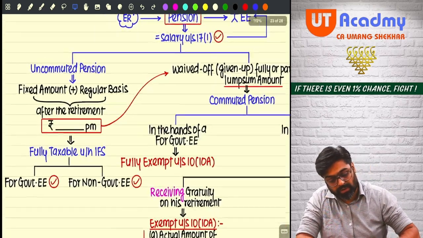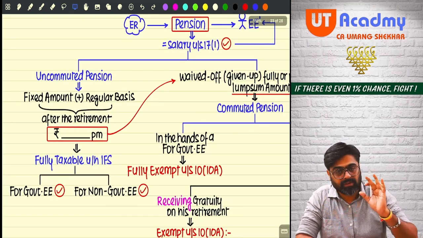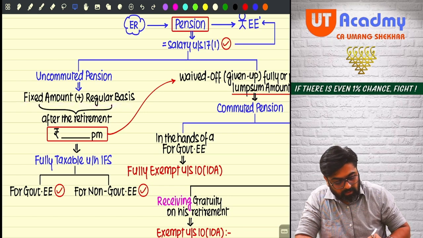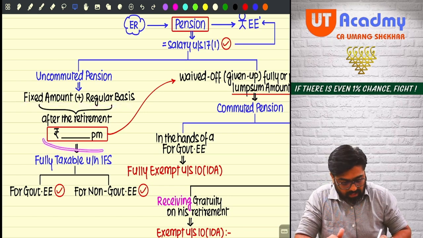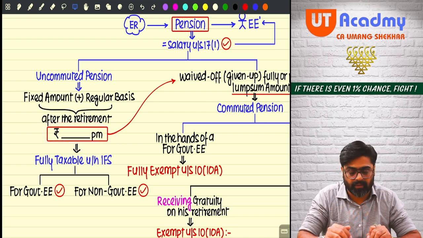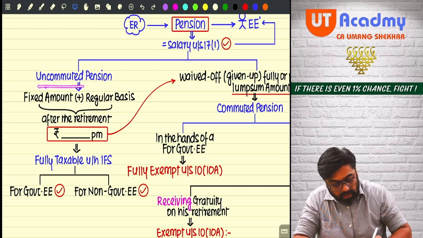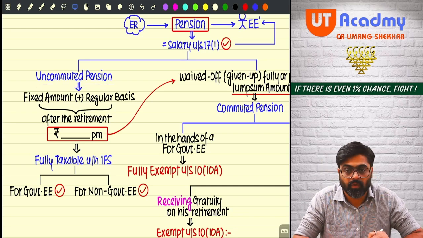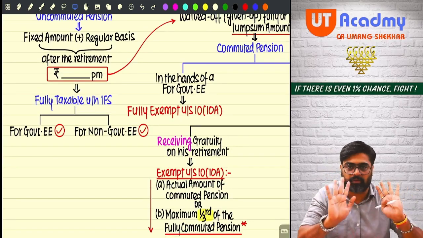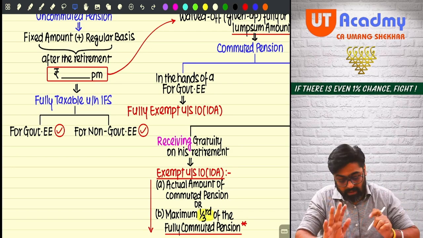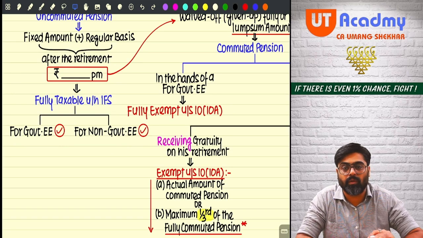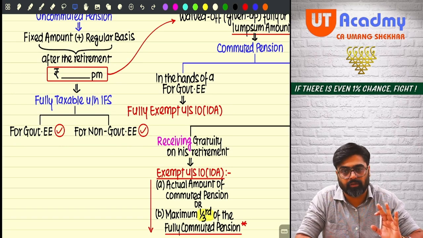In order to charge pension, first of all, if a fixed amount is given on a regular basis, as in my example of 10,000 rupees per month after the retirement, this will be known as uncommuted pension. It will be fully taxable under the head salary. No exemption for this pension is given. This will be fully taxable in the hands of all types of employees. Whether you are a government employee or a non-government employee will not make any difference.